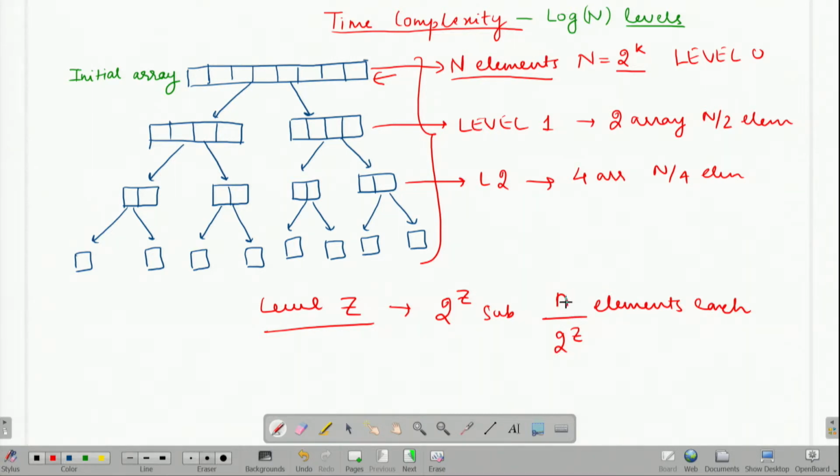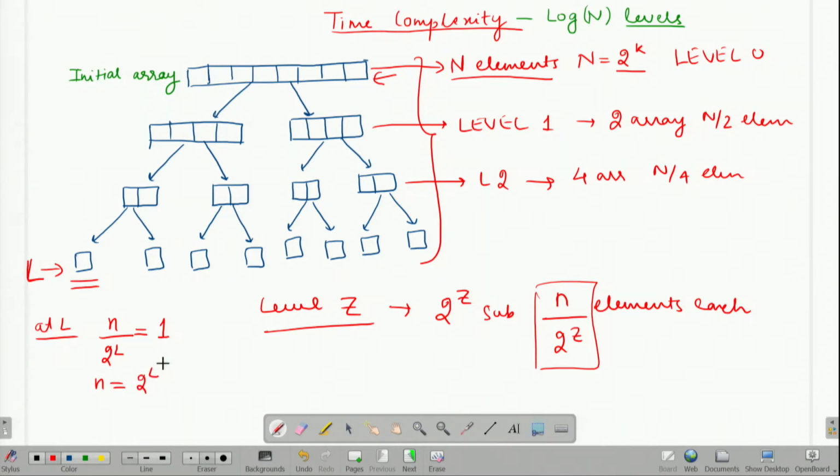Now that we have established that we have n upon 2 to the power z elements at level z in each array, let's get back to our merge sort tree. We know that we stop the split step when we have subarrays of size 1 each. So say this level is level L. At level L, I can say that I have n upon 2 to the power L elements in each subarray, which in this case turns out to be 1, since these are single elements. By looking at this, I can say n is equal to 2 to the power L.